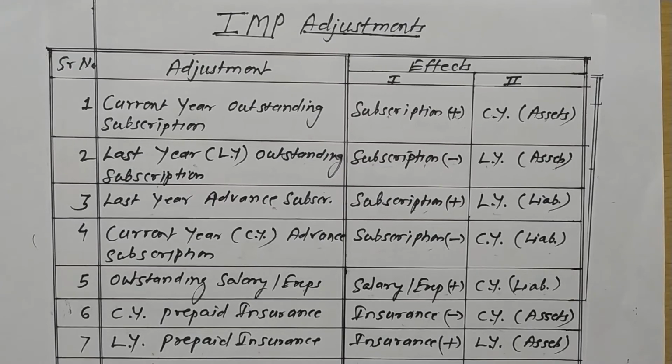Now fourth adjustment, current year advance subscription. Some of the members have paid advance subscription. It means it is the income of the next year. It is to be deducted from subscription, and second effect will appear on current year liability side.